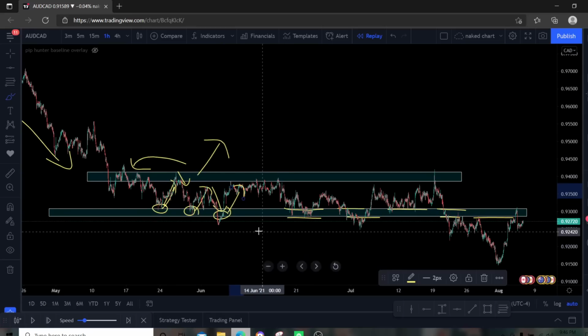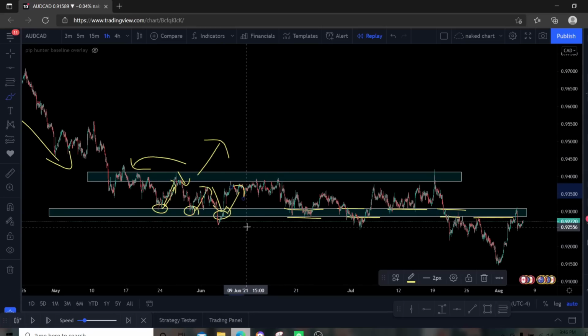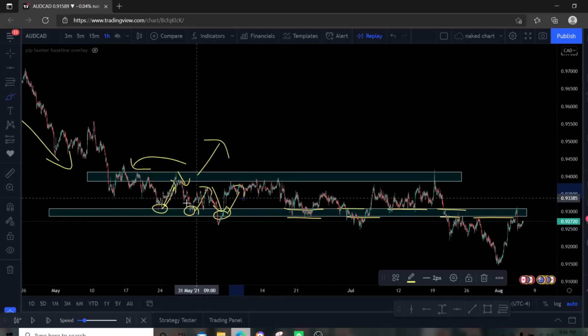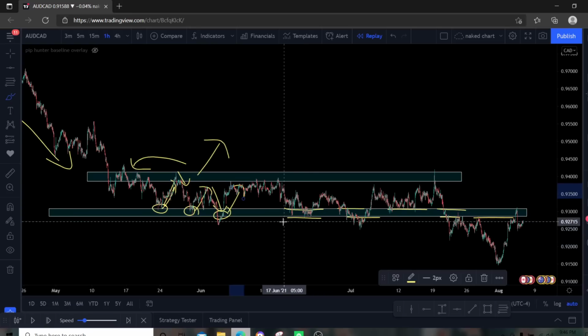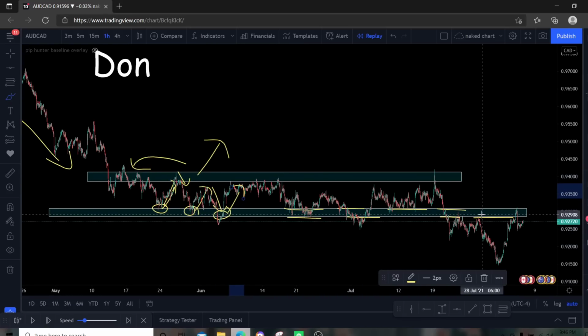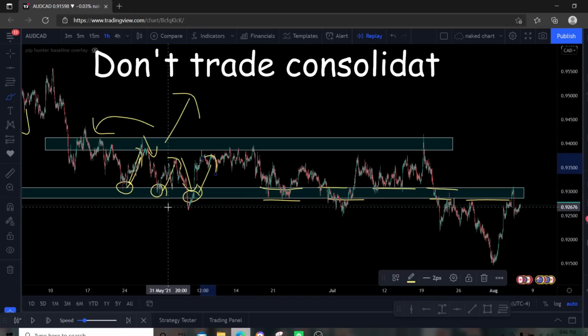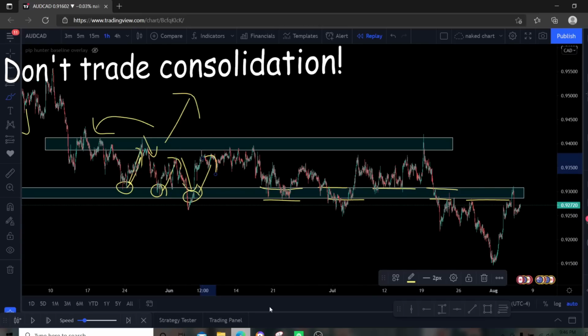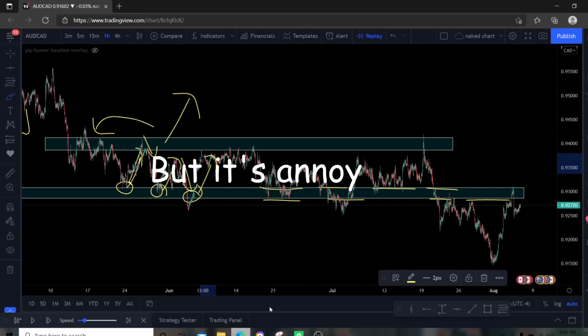So when you guys hear me say try not to trade consolidation, this is what I mean. When you're looking at something like this and you see that it's clearly stuck in this area between these two zones, you really don't want to be trading this. It is not impossible to trade consolidation. Actually, a lot of people do very well trading it, but it is a little bit more advanced than just learning basic support and resistance.